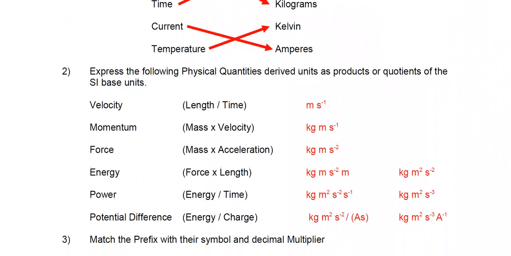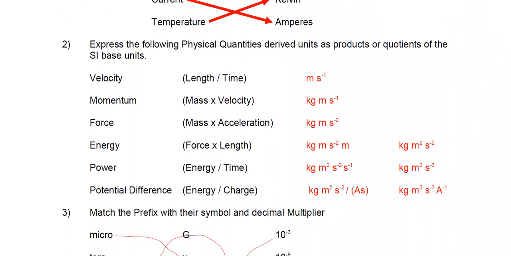Number 2. Express the following physical quantities' derived units as products or quotients of their SI base units. So velocity, which you could think of as length divided by time, is meters per second. Momentum, which is mass times velocity, is kilogram meters per second. Force, which is mass times acceleration, is kilogram meters seconds to the minus 2.